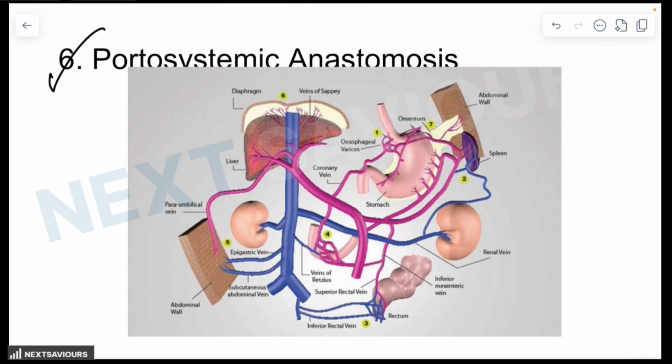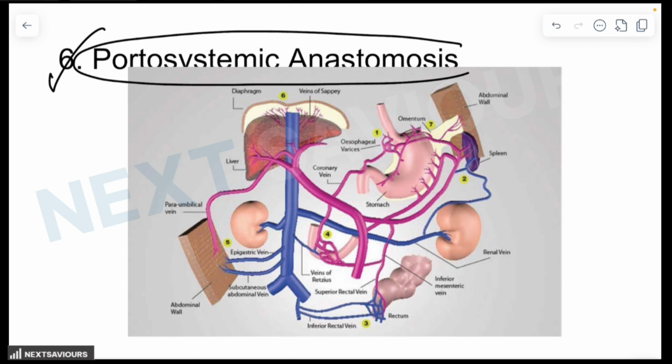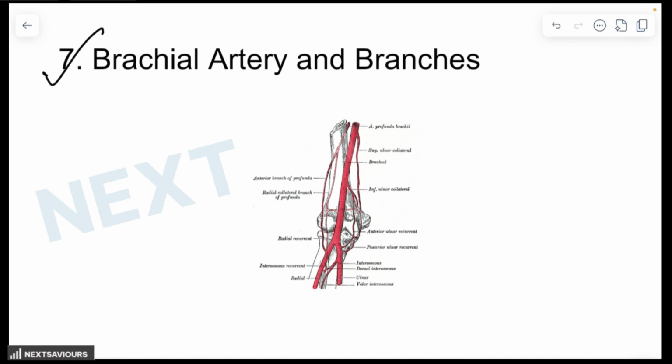So that is the reason why the portosystemic anastomotic related questions, even in these examinations, are more likely to be asked. Then is the brachial artery and its branches, because they are usually asked in context to the associated injury to the bone. Like in case of supracondylar fracture of the humerus, what is the name of the artery? The branch of the brachial artery which is involved in the profunda hemorrhage.